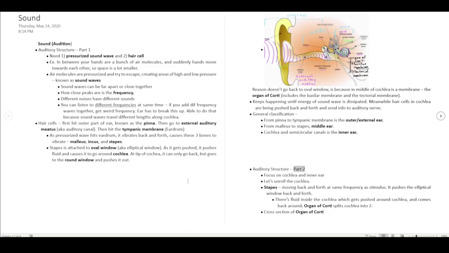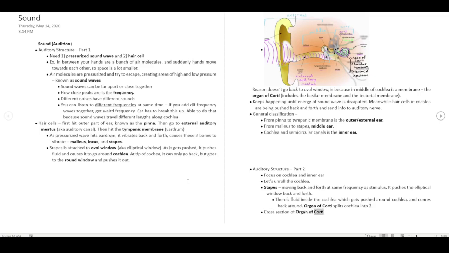Auditory structure part 2. Focus on the cochlea and inner ear. Let's unroll the cochlea. The stapes moves back and forth at the same frequency as the stimulus. It pushes the elliptical window back and forth. There's fluid inside the cochlea which gets pushed around the cochlea and comes back around. The organ of Corti splits the cochlea into two.